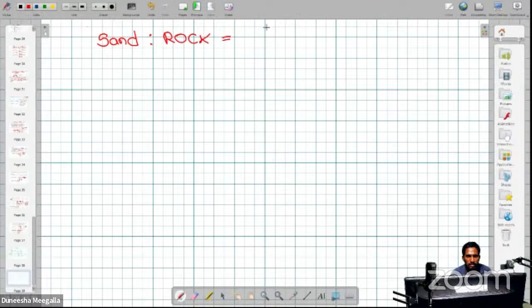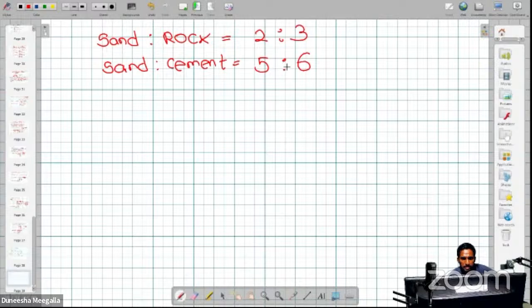Sand to rock is 2 to 3, and sand to cement is 5 to 6. Find the common ratio.